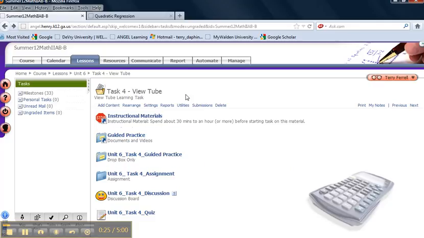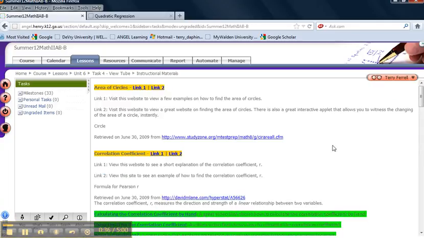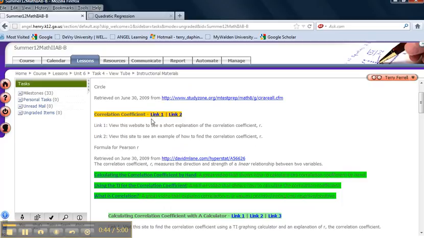So basically, go to your lessons, go to Unit 6, go to Task 4, then go to Instructional Materials. Click there. When you get there, this first section kind of talks you through how to do the area of circles, and that's useful. And some of those work. Correlation coefficient, that was the formula that I sent you earlier, and that one's okay as well.